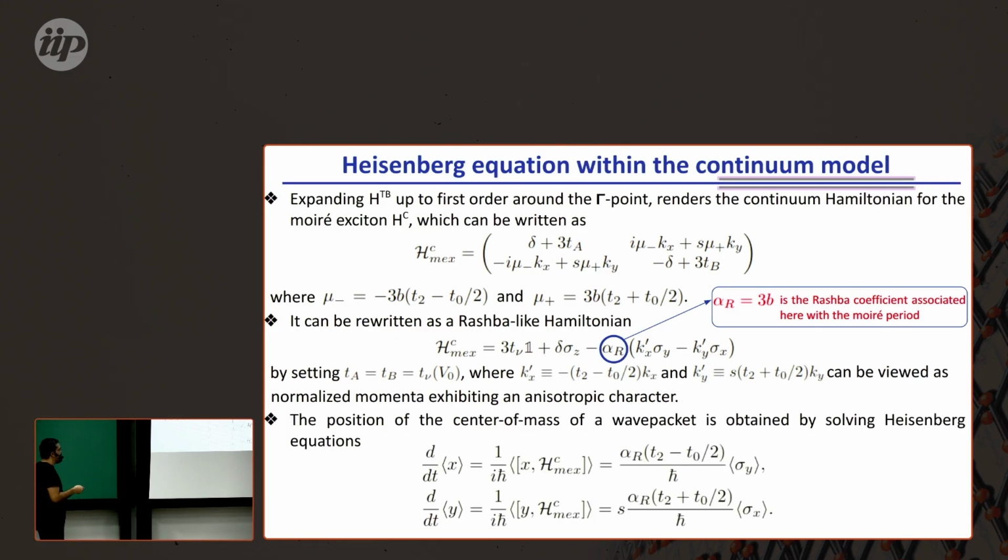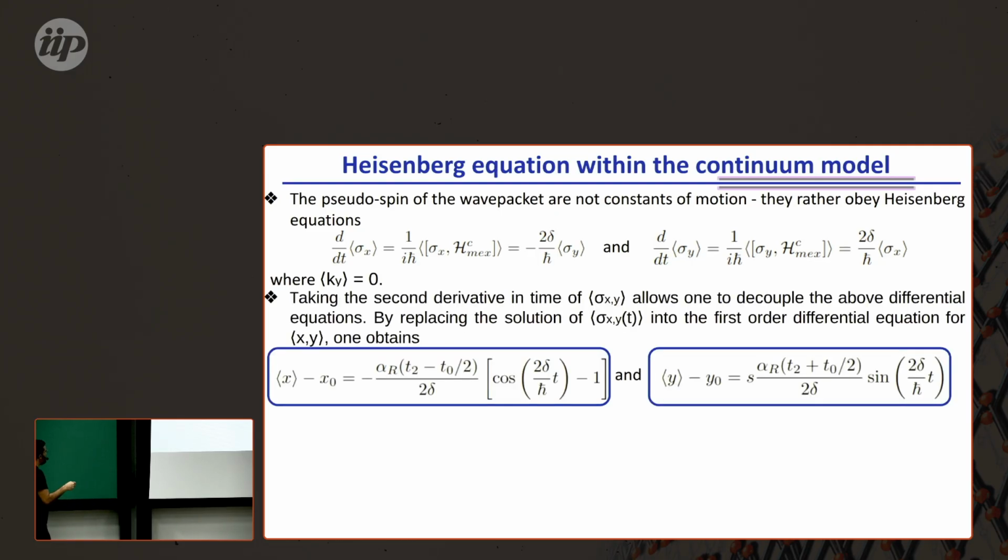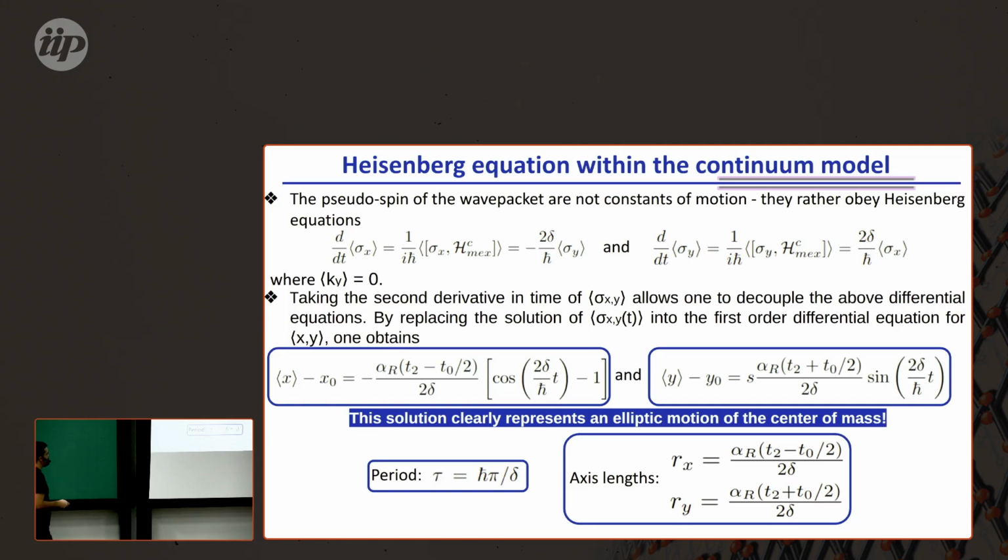And by writing down Heisenberg's equation for the center of mass, the average position, and deriving two times, decoupling the equations, we finally can have our solution for the X and Y average position. And that gives us some sign change here, explaining the anisotropy. So it means that the solution clearly presents an elliptical motion, whose period depends on this delta that is related to the difference between VA and VB. And here is the semi-minor and semi-major ellipse axes.